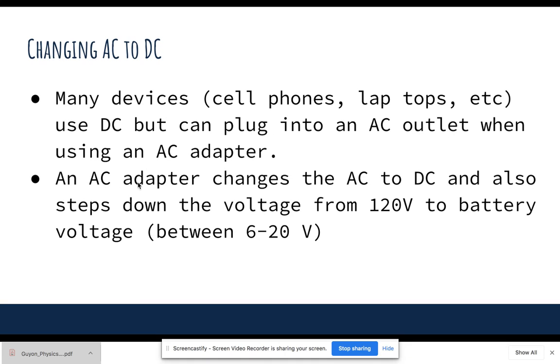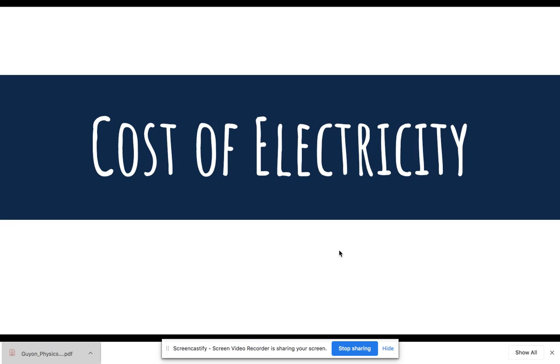Okay. An AC adapter changes the AC to DC and also steps down the voltage from 120 volts to the battery voltage between 6 to 20 volts. Okay. So it's lowering the voltage for those devices as well.